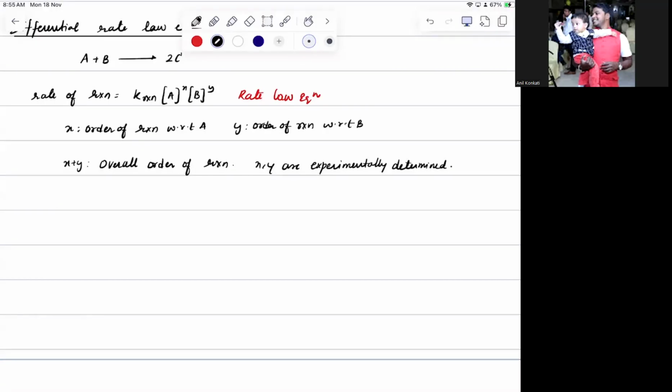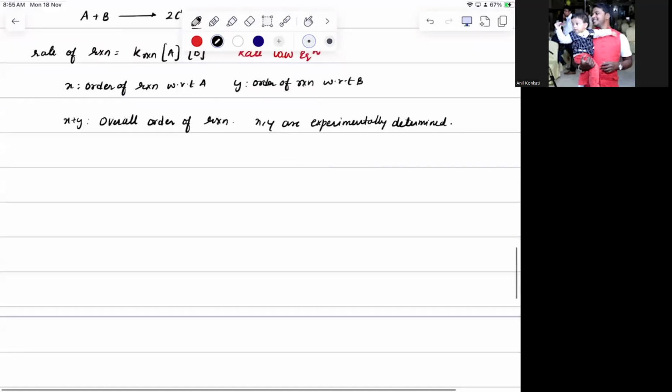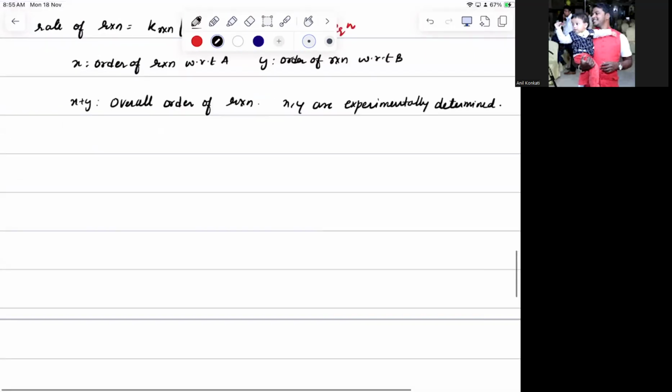Now, order could be anything. It could be fractional, could be plus or minus, everything. So we will come to that, and we'll understand what the differences are there. Now, before going further into how to calculate the order of the reaction by various methods, first let us figure out what the factors affecting the rate of reactions are.